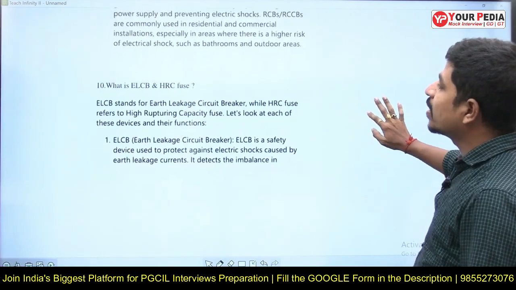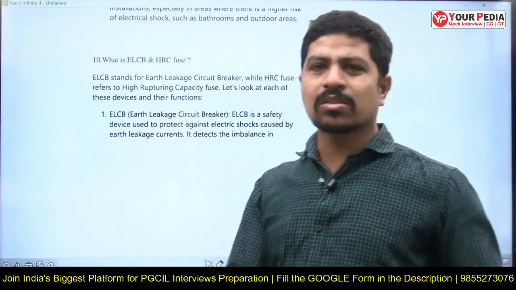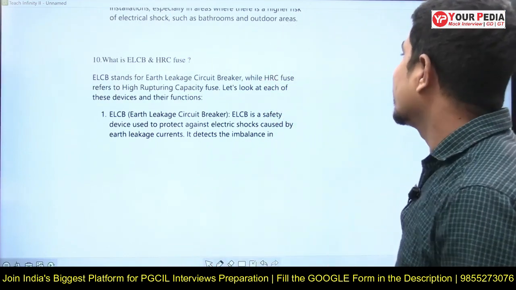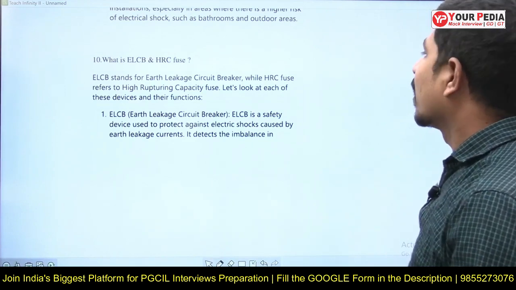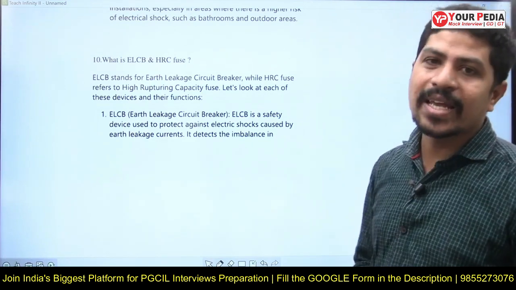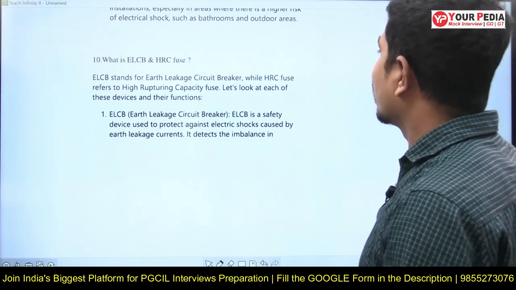What is ELCB and HRC fuse? See, ELCB and HRC fuse are most of the common terms we use. Let's go through. ELCB stands for earth leakage circuit breaker, while HRC fuse refers to high rupturing capacity fuse. HRC, high rupturing capacity fuse. Let's look at each of the devices and their functions.